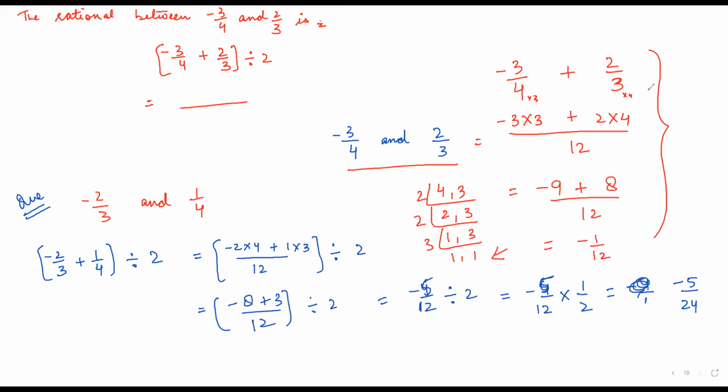Since I have already done it, I'm going to write directly. So minus 1 by 12 divided by 2. Is that okay? Whenever you change the division sign into multiplication, the number gets inverted. So 2 will become 1 by 2. So this will be minus 1 by 24. So minus 1 by 24 is the number which will fall between minus 3 by 4 and 2 by 3.